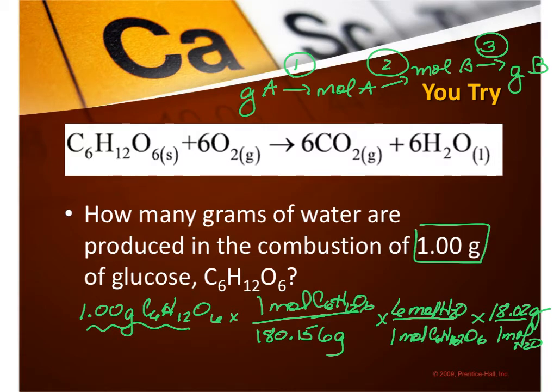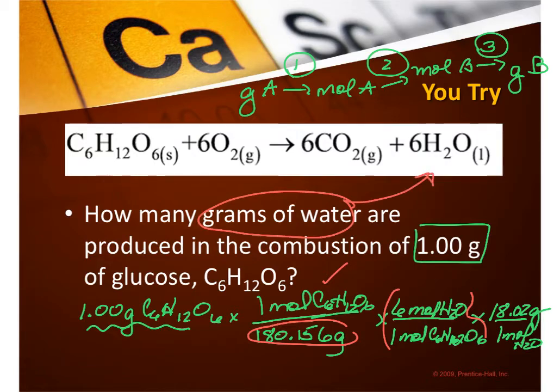And again, anytime you see grams, that means you need to look up or calculate the molar mass of that substance. The molar mass of glucose is 180. Once you have moles of the substance you started with, use your mole ratio to get to the other substance. This question is asking about water. So I'm going to use my mole ratio to compare moles of glucose to moles of water, 1 to 6.